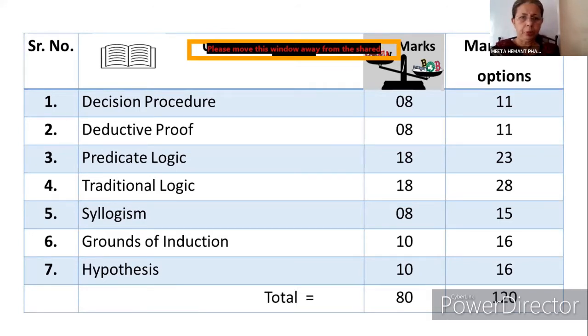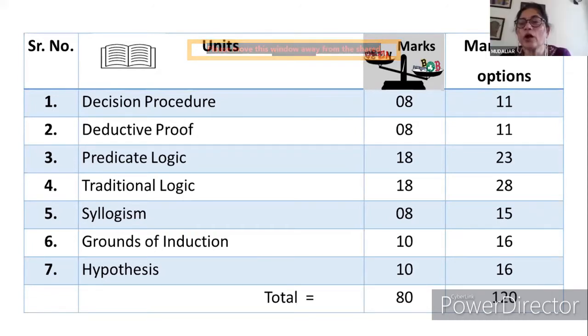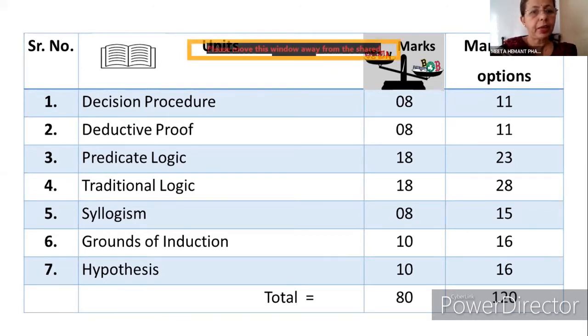So now when you open the book, you can see the units in it. We have 7 units in the logic textbook. The first is the decision procedure. It carries compulsory 8 marks and 11 marks for option. The second is deductive proof. It carries 8 marks compulsory and 11 for option. Predicate logic carries 18 marks. It is compulsory. The weightage is more for predicate logic and the optional marks are 23.